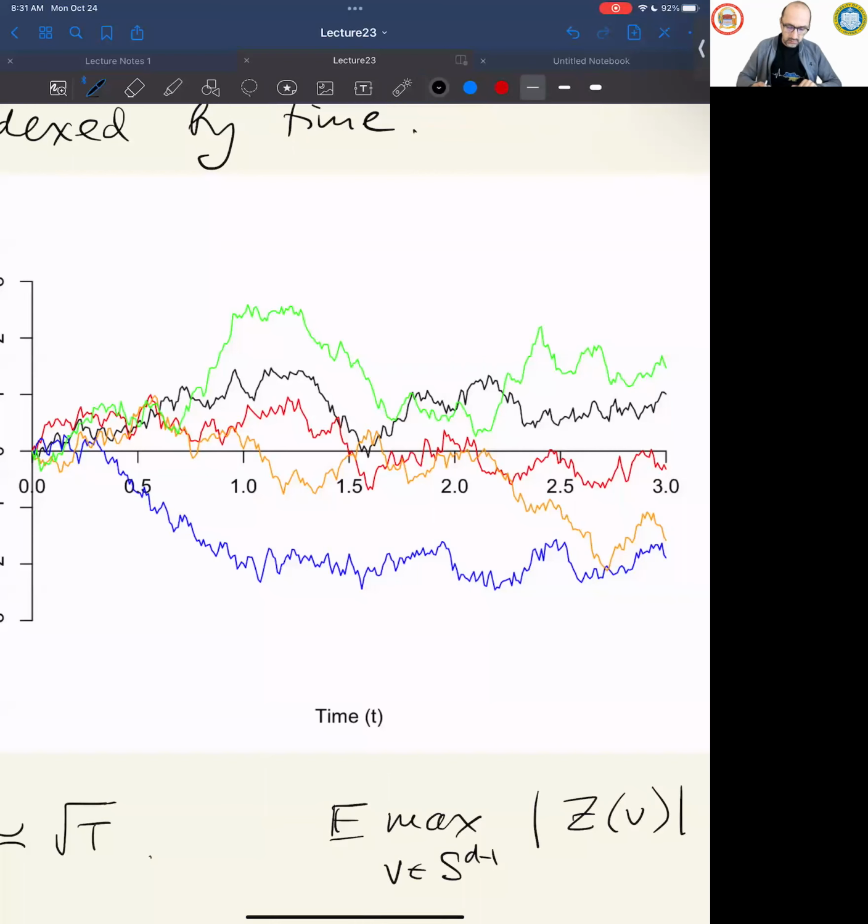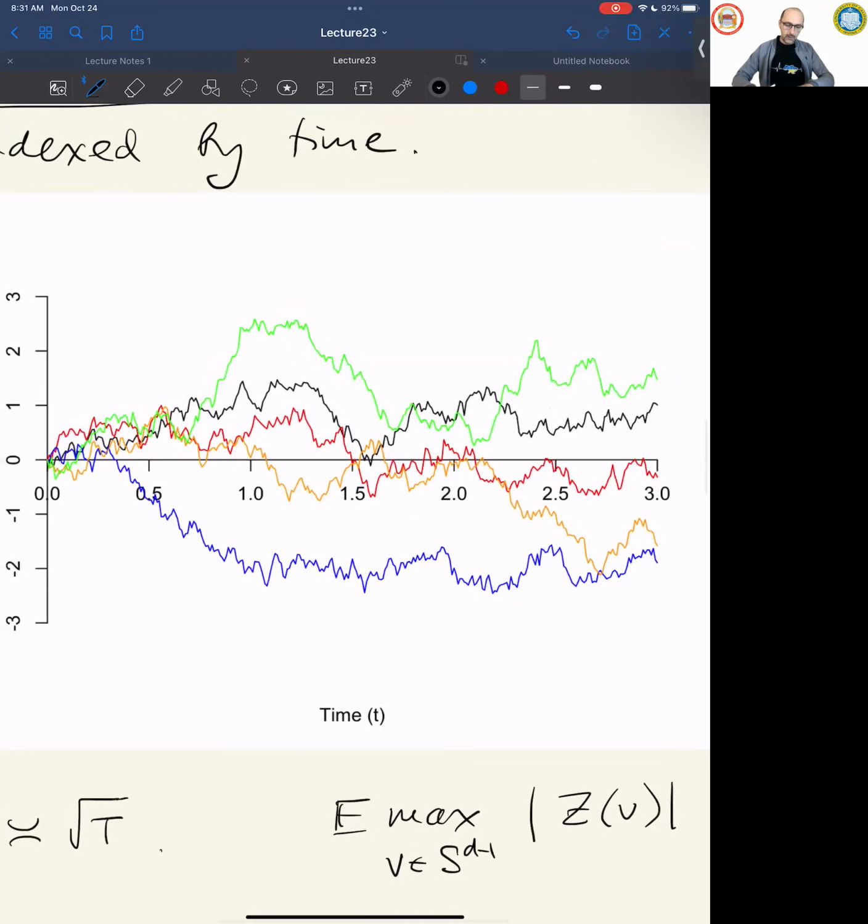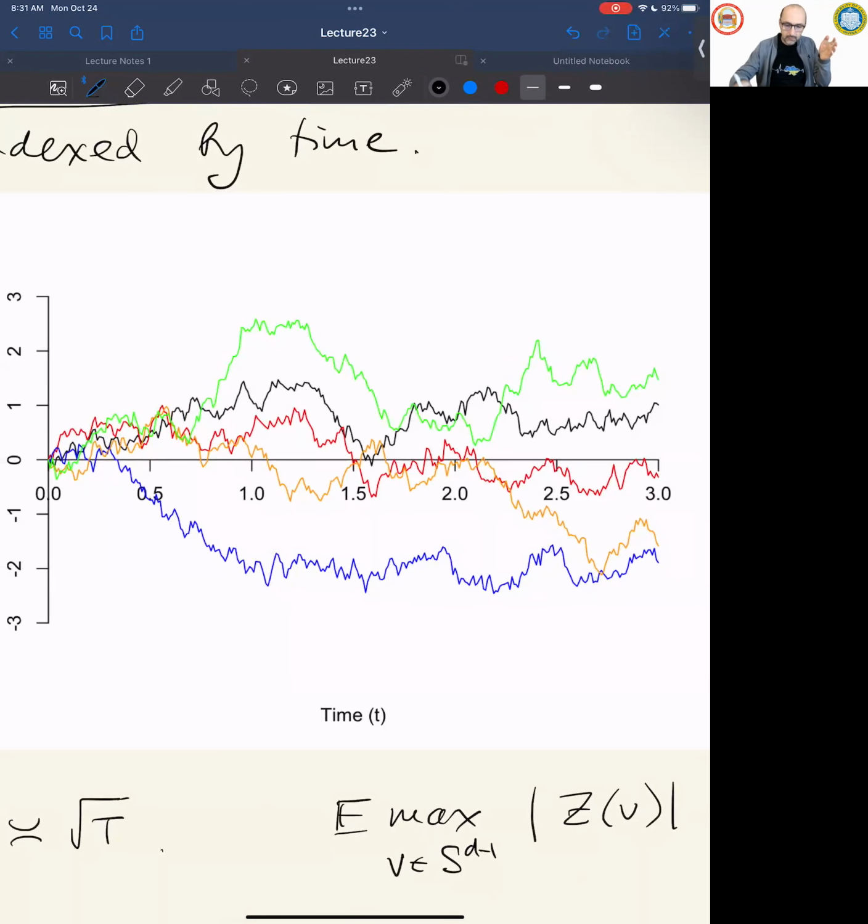Here's our Brownian motion, and we fixed some time horizon. In this case, it was maybe three days. So we let the stocks run for 3 days, and we're asking what is the maximum. At this point, the maximum was attained, and it was about 2.9 or something for this process, and it is like 1.5, maybe 1.4 for this process, minus 2.5 for this process. So what is the maximum?